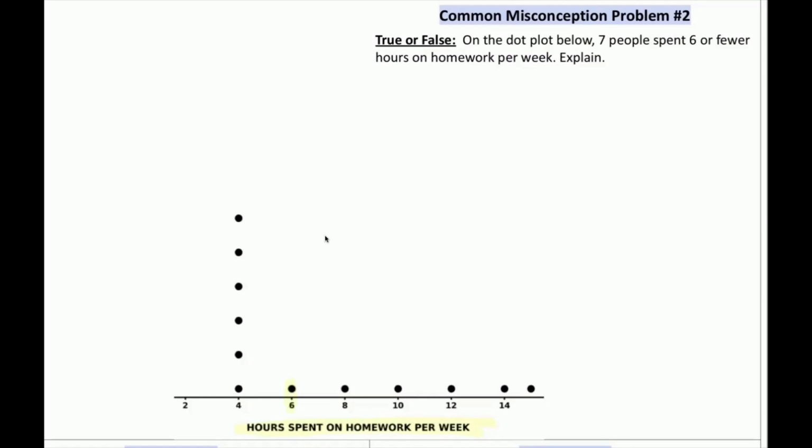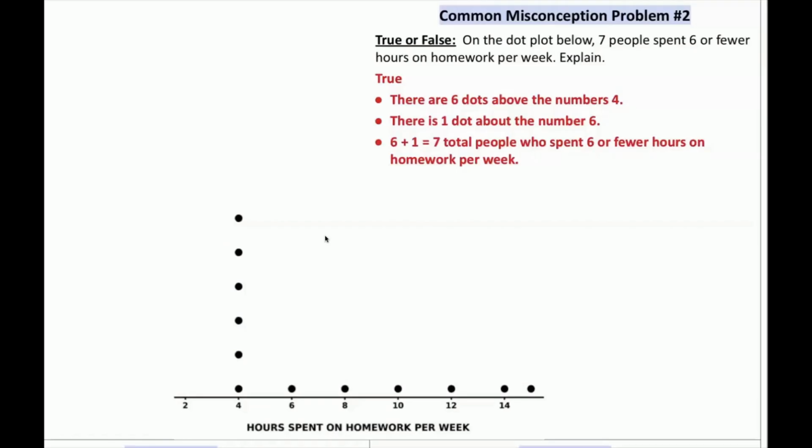And so here are the students who spent 6 hours on homework. We just have one student, but it says 6 or fewer hours. So we're going to include 6, and we're going to include all the dots fewer than 6 or less than 6. So we have 1, 2, 3, 4, 5, 6, 7 dots. So the correct answer is true. There are 6 dots above the number 4. Here's those 6 dots. And there's 1 dot above the number 6, and 6 plus 1 is 7.